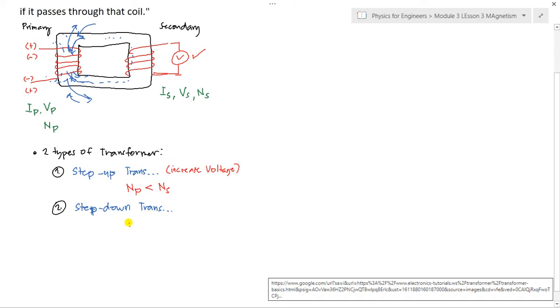Now, for step down, the number of turns in the primary is greater than the number of turns in the secondary. So, the voltage decreases.